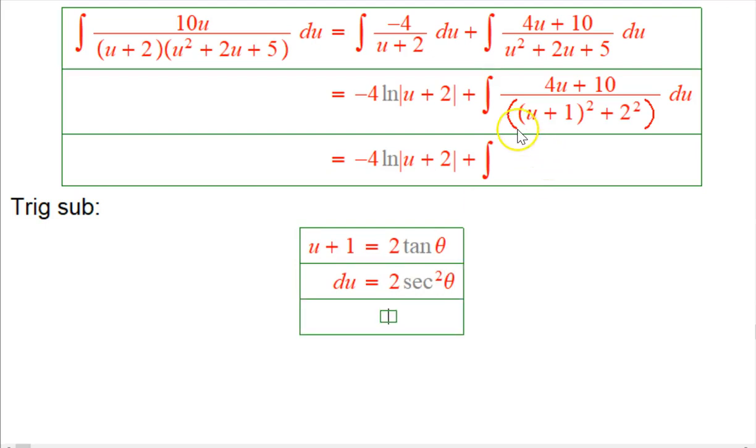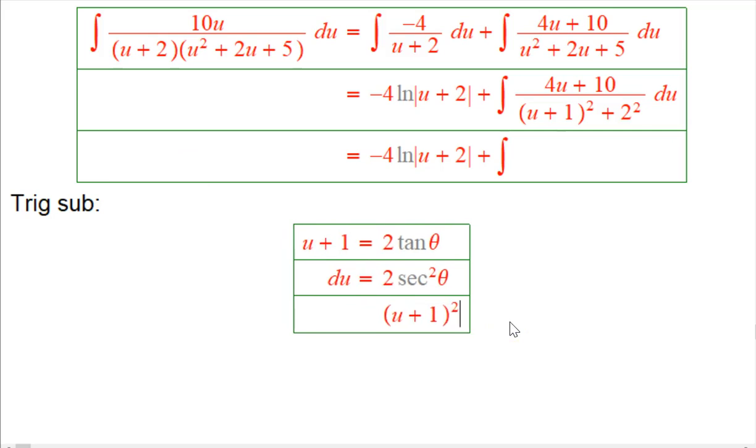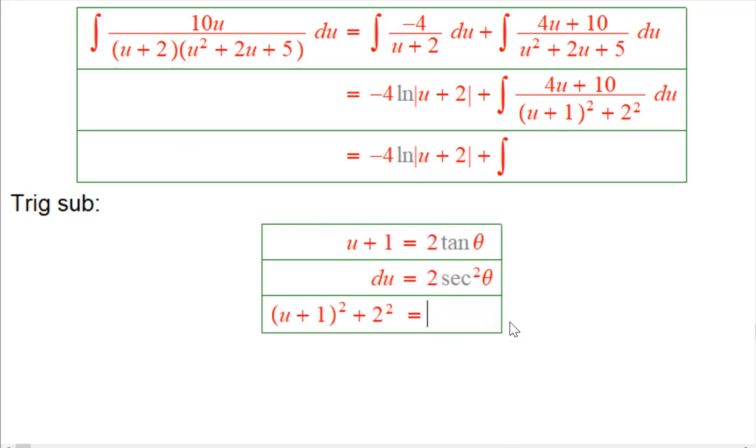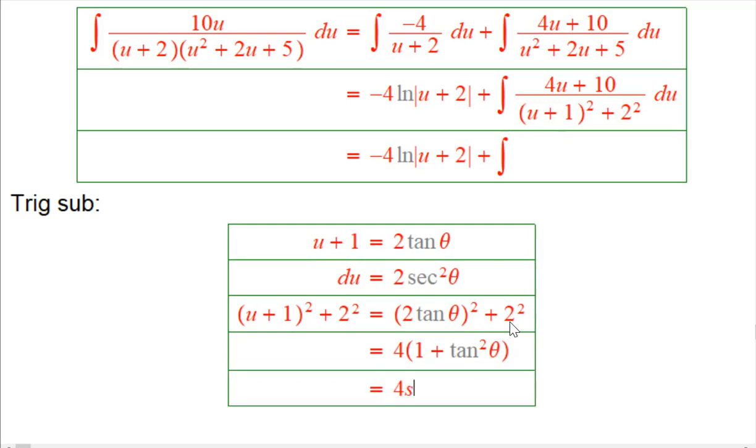Okay, and I like to just really carefully write out that quadratic, I don't think I need parentheses there, to make sure that it's really working. The quantity u plus 1 squared plus 2 squared is 2 tan theta all squared plus 2 squared. That has a common factor of 4 times the quantity 1 plus tan squared theta, and that's 4 secant squared theta. Okay. And I forgot a d theta here. Okay, so we're good, and a nice thing is that the du is going to cancel the secant squared.